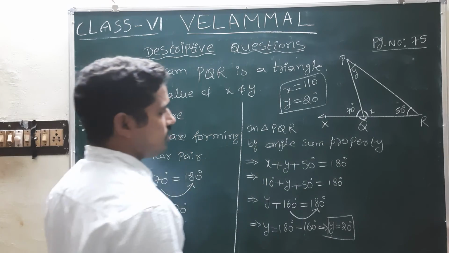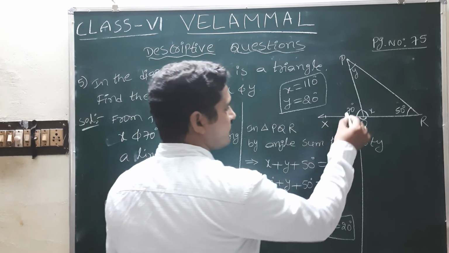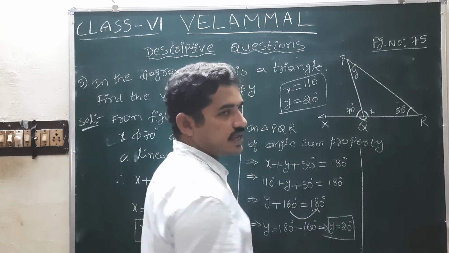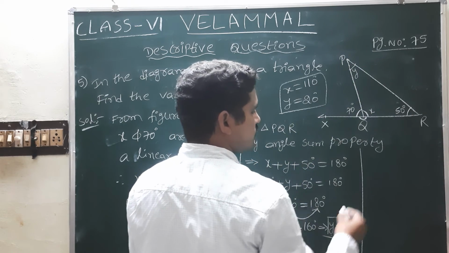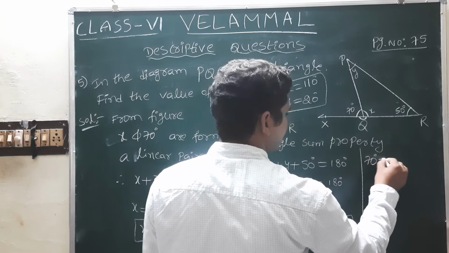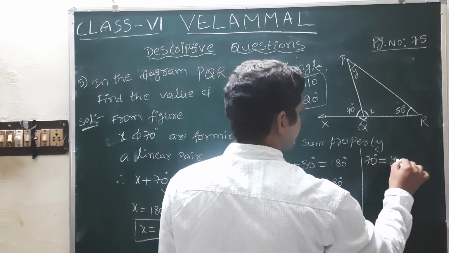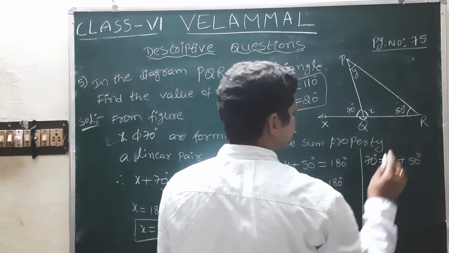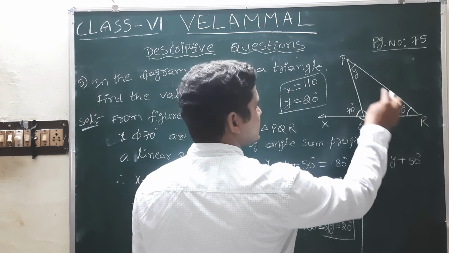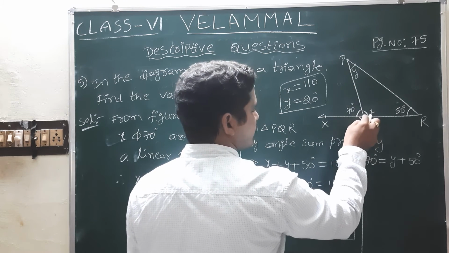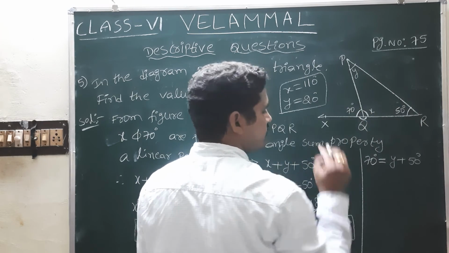Here, the same problem we can solve using one more method. If you observe here, 70 is the exterior angle. 70 is the exterior angle to this triangle. So we can write 70 degrees is equal to the sum of the opposite interior angles, y plus 50 degrees. So the exterior angle is equal to the sum of the opposite interior angles. At this vertex, x is the angle, so other than x, y plus 50 must be equal to 70.